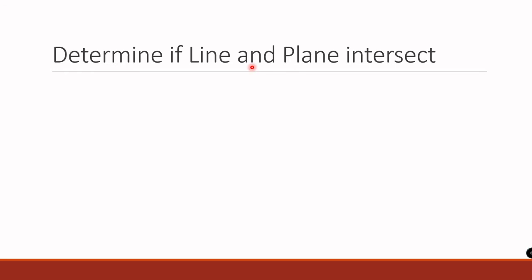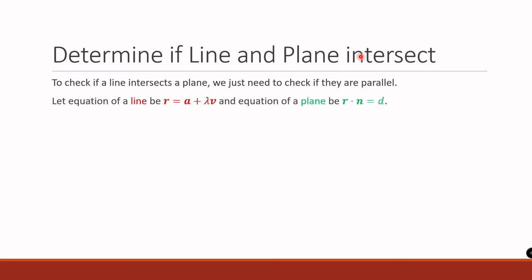So for a line and a plane now, the first thing we check is whether they are parallel. So we look at a generic form. Let's say your line has this equation, and your plane has the scalar product form like this.